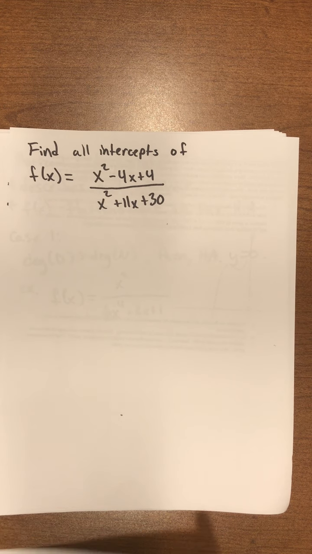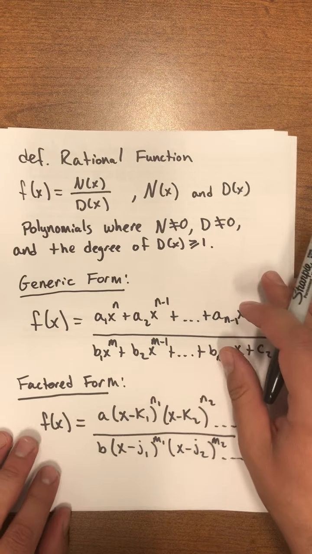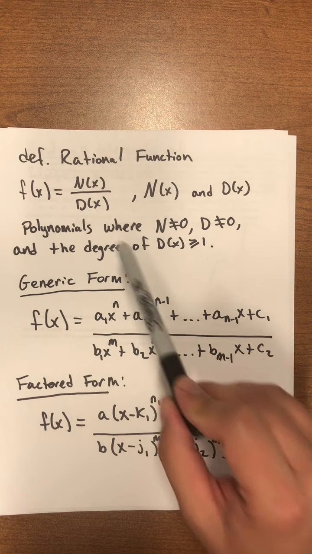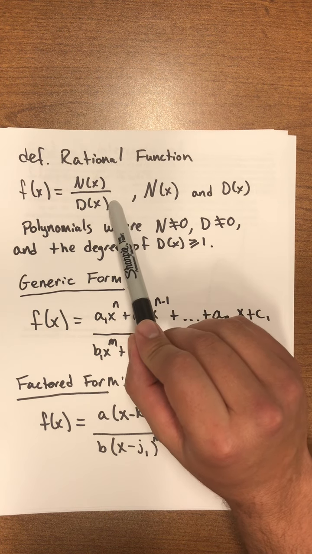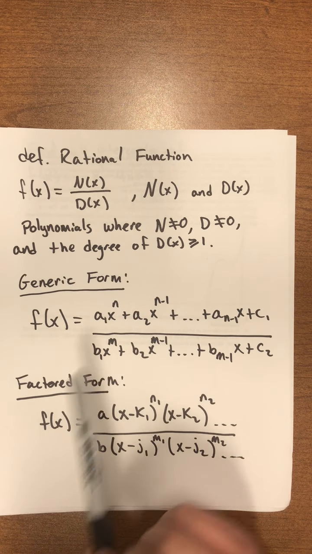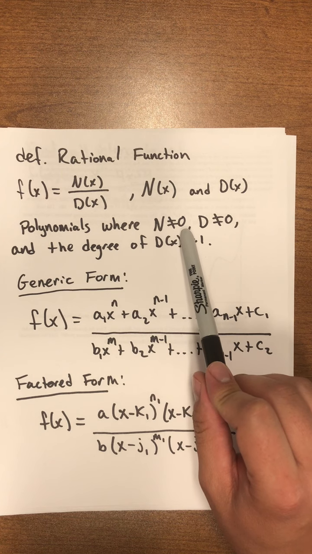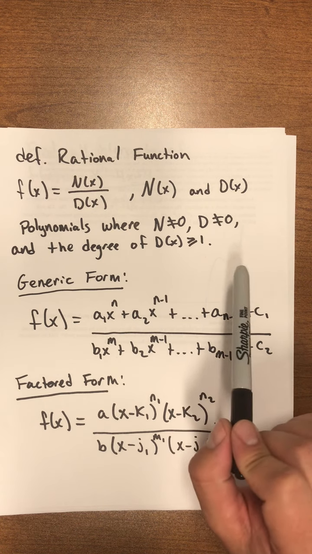A little easier to look at than this generic form. So of course you can pause if you need to. A polynomial in the numerator divided by a polynomial in the denominator. So obviously the denominator can't equal 0. If the numerator was 0, then the function would just be 0.